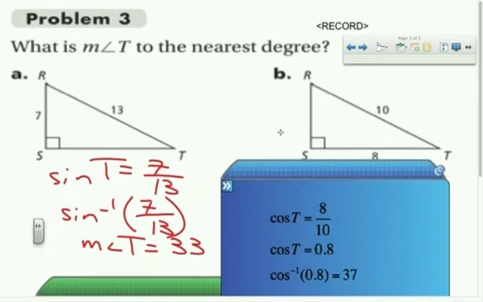Yes, sir. Okay, hypotenuse you should know. The side opposite the right angle. Side opposite the right angle.